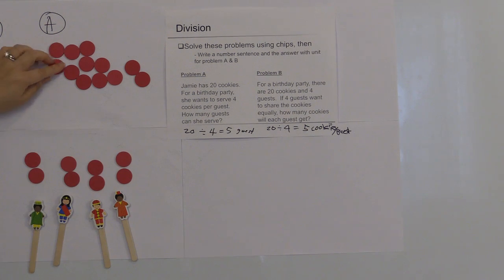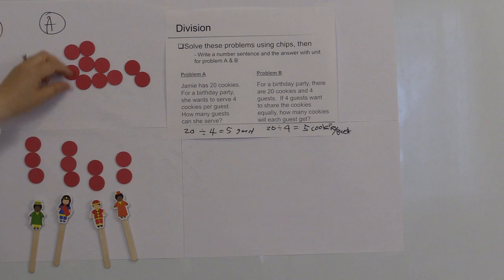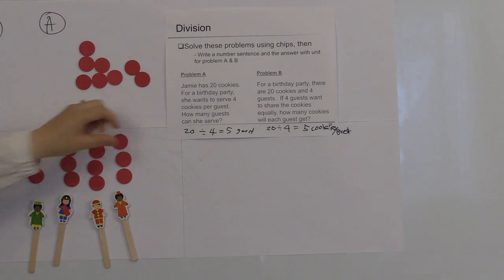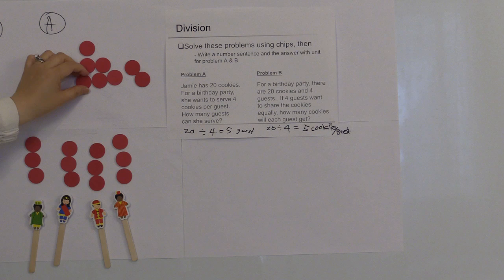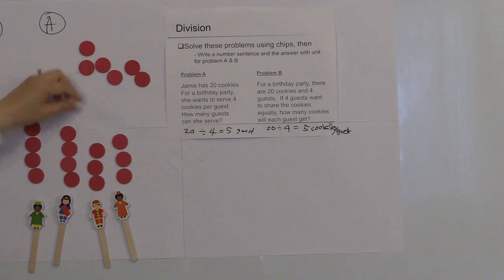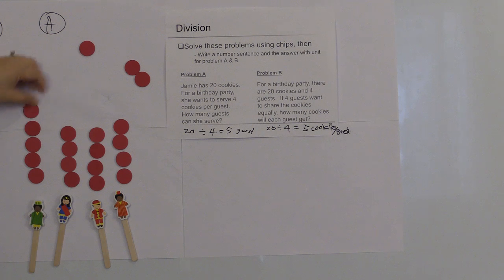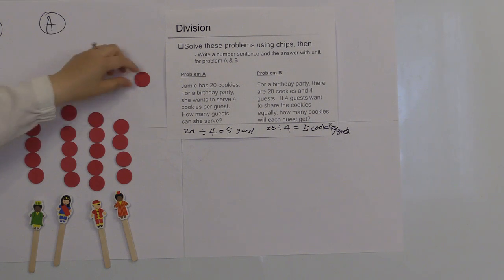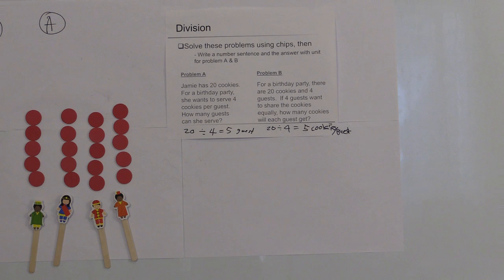And I still have plenty, but I'm not sure. So I'm going to try it 1 at a time. But I still think I need more, so I'm going to go 1 more. 1, 2, 3, 4. And I'm going to do 1 more. 1, 2, 3, 4. So I distributed all the cookies equally among the people.